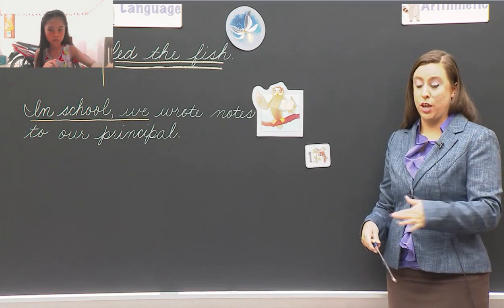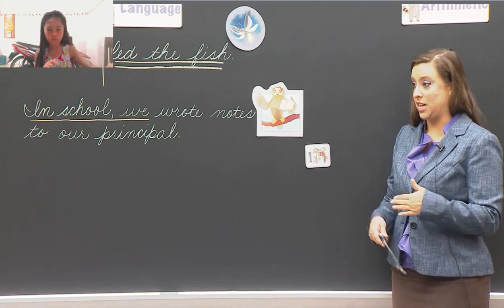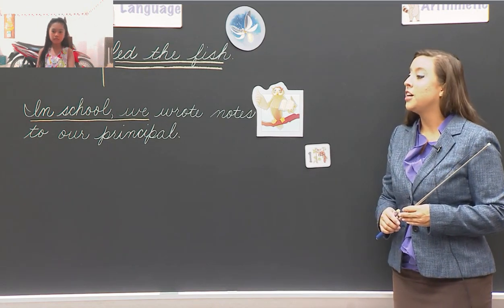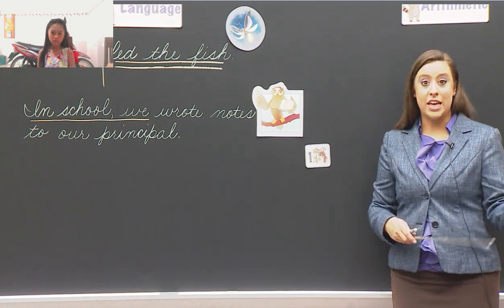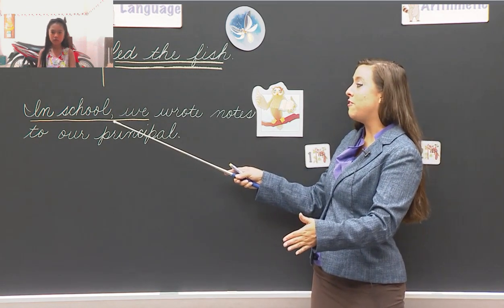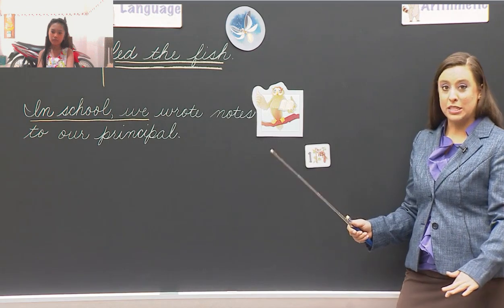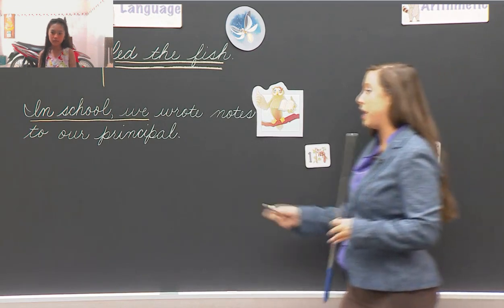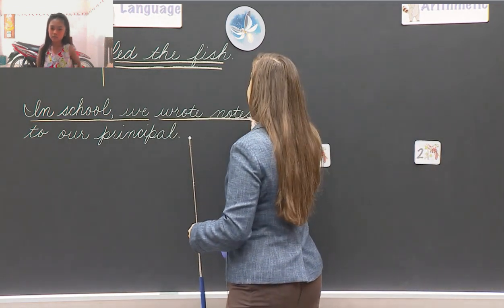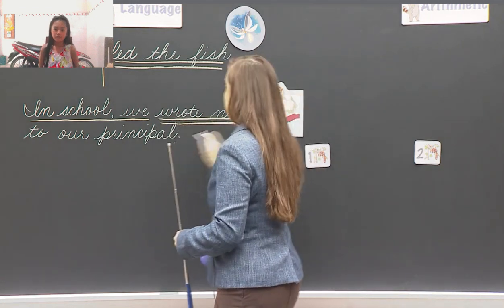Now, what are we doing? What is the rest of the sentence, Emily? Wrote notes to our principal. Good. That's the predicate. So the subject is in front, the predicate follows it and tells us what we are doing. I'm going to underline that 2 times.